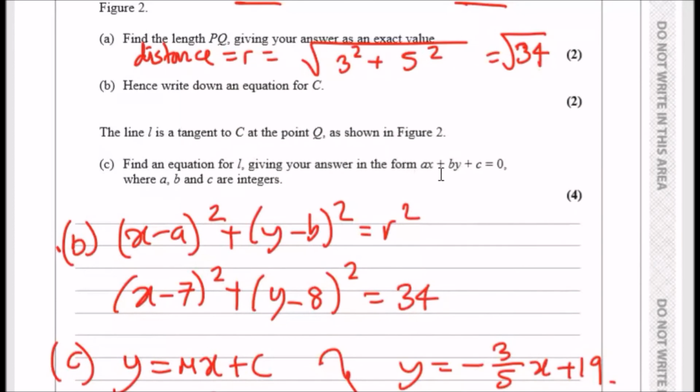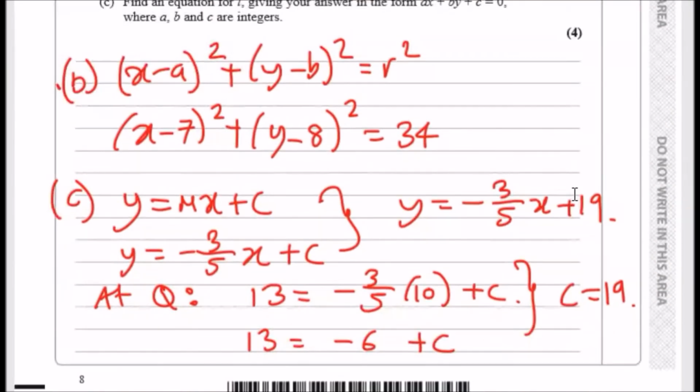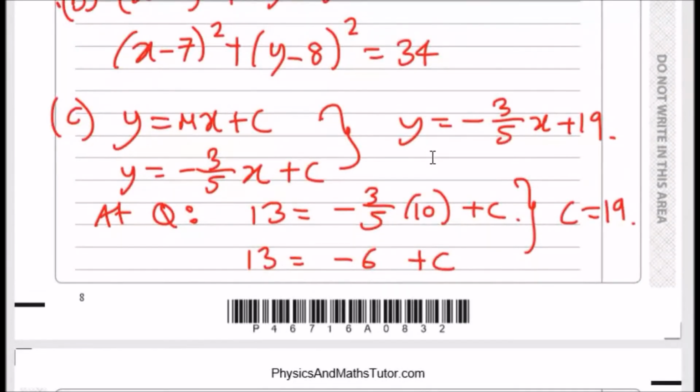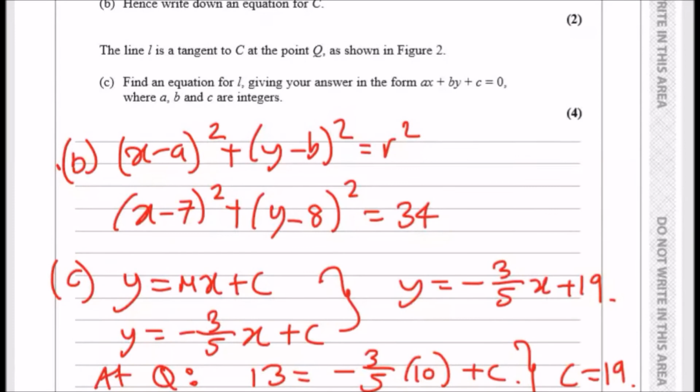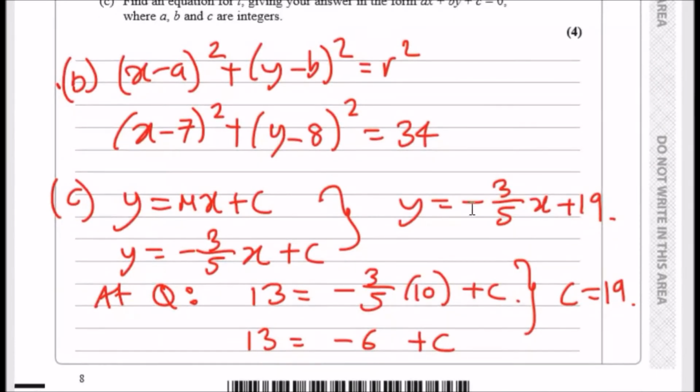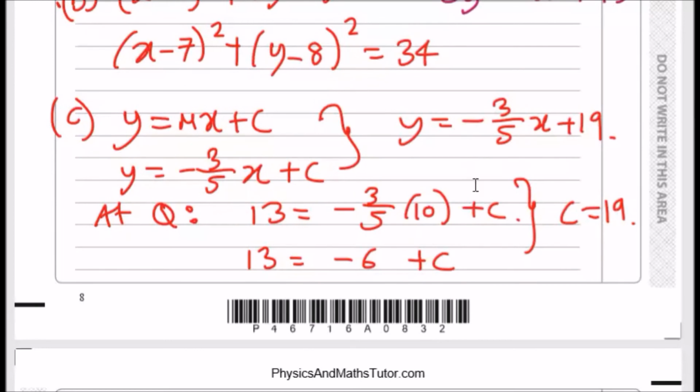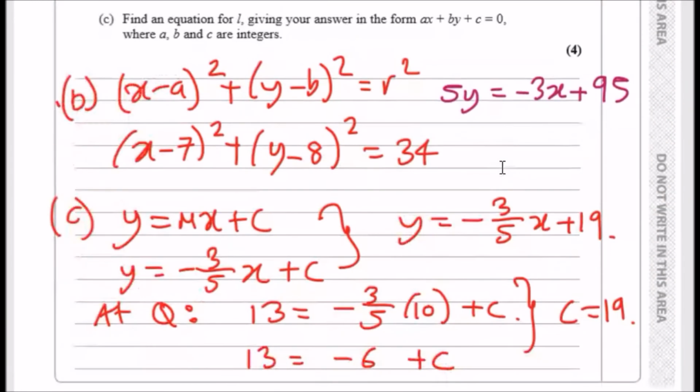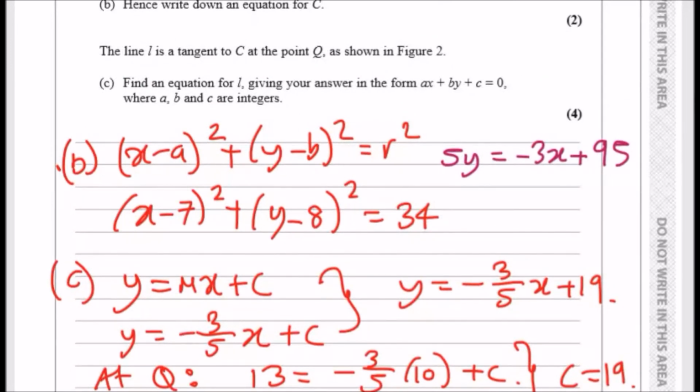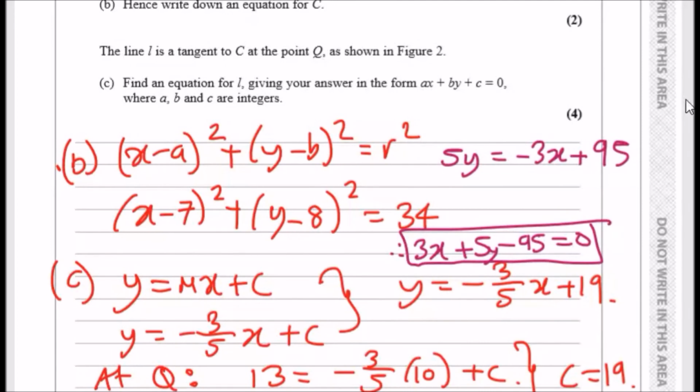Now just to make sure we're done, let's look at the question again. Give your answer in the form ax plus by plus c equals 0, where each of them are integers. In other words, clear the fraction. So I would multiply by 5 across here. Times this by 5, you get 5y equals minus 3x plus 19 times 5, which is 95. Then just throw everything to the left-hand side. So throw 3x across and the 95, and you should get 3x plus 5y minus 95 equals 0. And that's it. Case closed. If you guys got this, seriously, give yourself a pat on the back. Otherwise, let's move on.